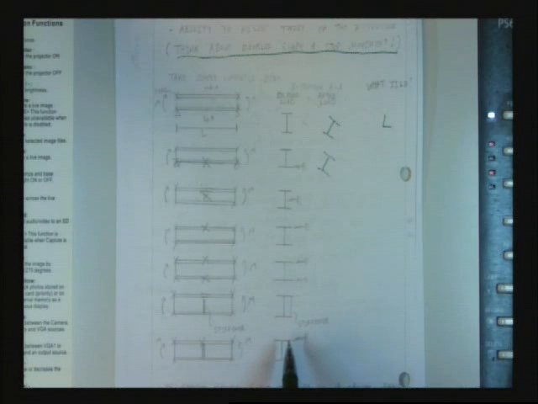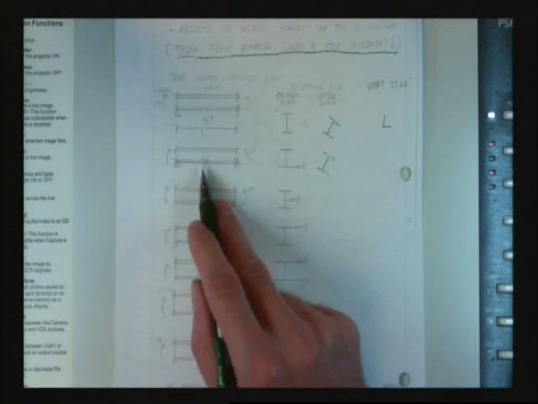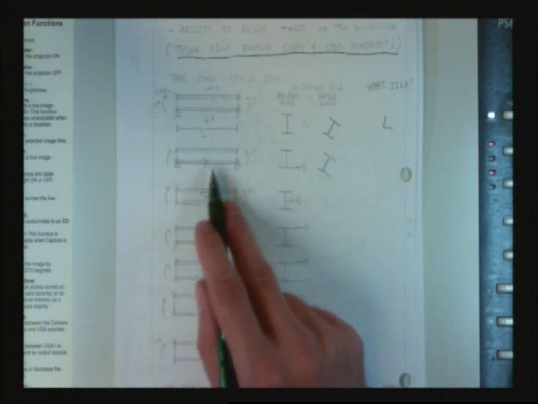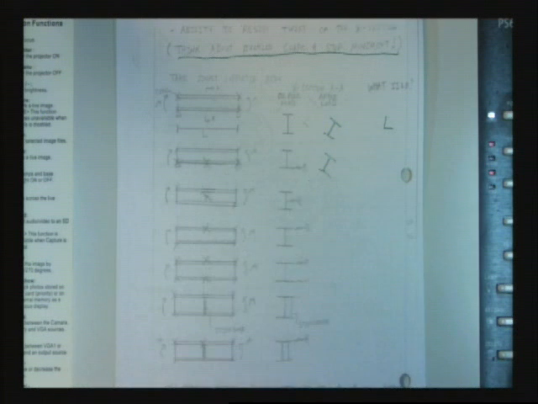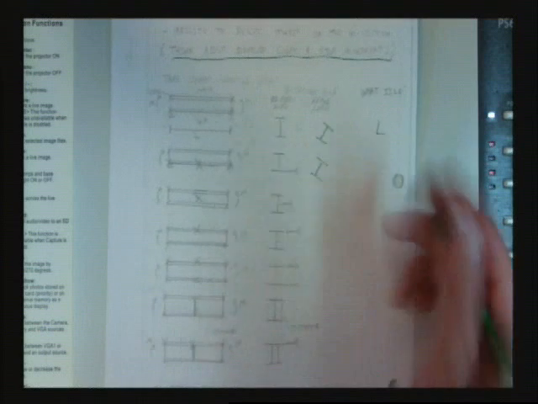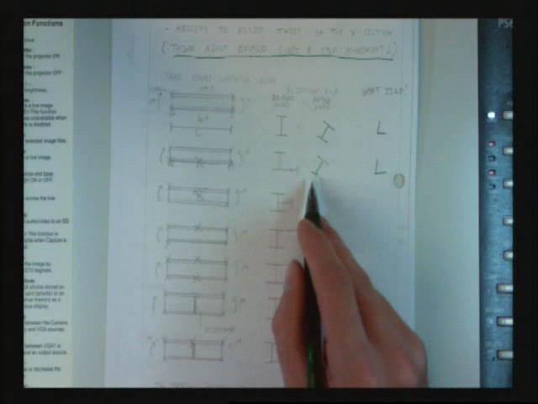L. Why would you say it's L over 2? Well, you would think it's the length between the braces, right? But it's the length between the effective braces. Did the deflected shape change from this case to this case? So should the L change? No. It's the same, isn't it? Right? It's the same.